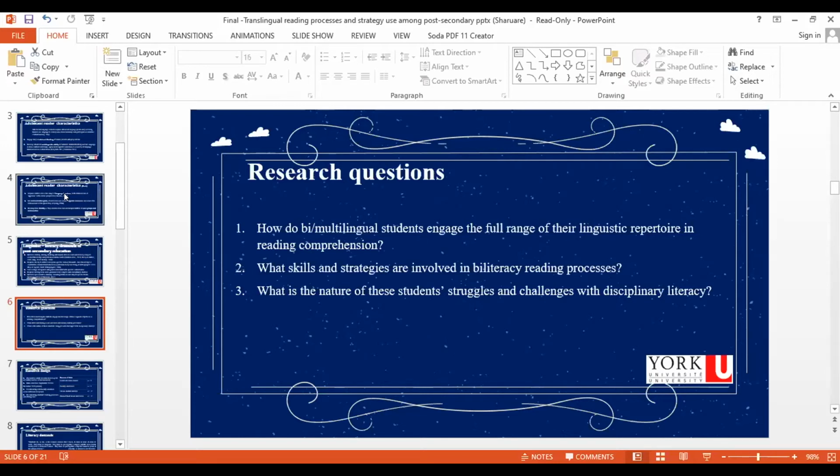We have tried to find out the answer to these three questions. That is, how do bi- and multilingual students engage the full range of their linguistic repertoire in reading comprehension, what skills and strategies are involved in biliteracy reading processes, and what is the nature of these students' struggles and challenges with disciplinary literacy.